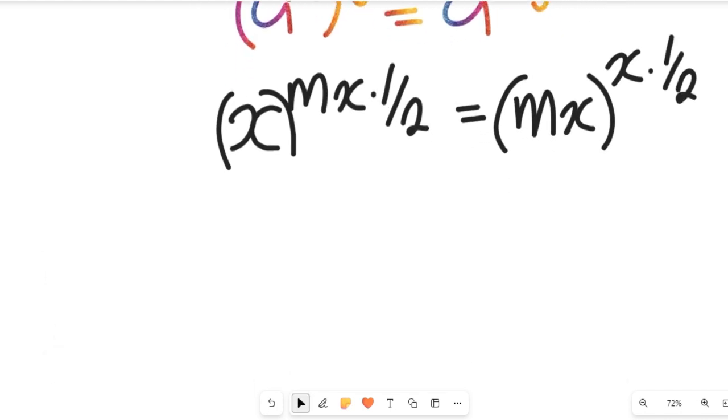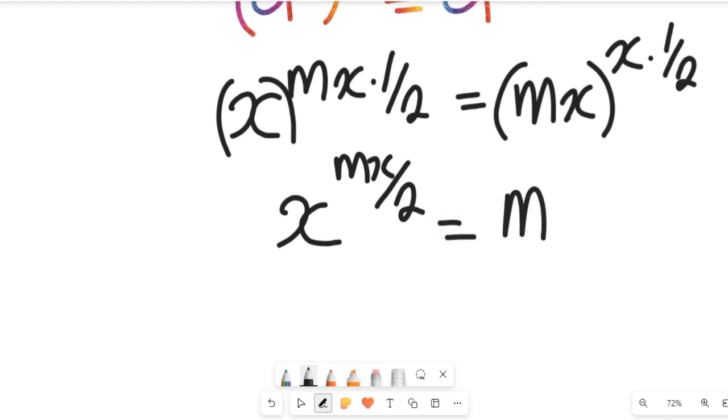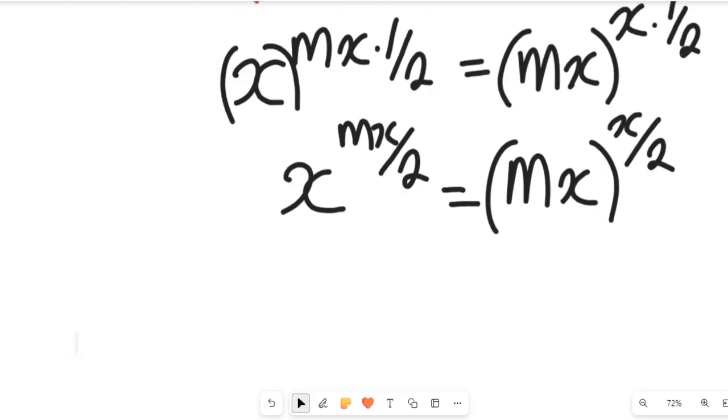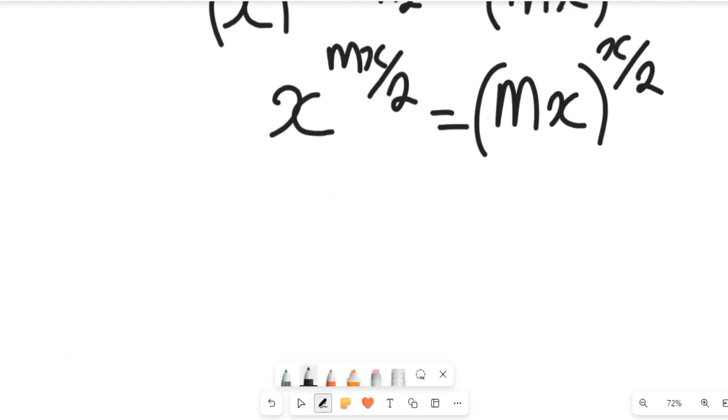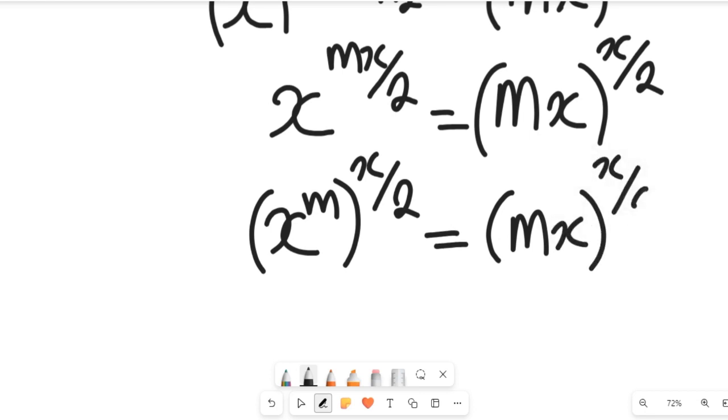Great. So that expression will now automatically give us x to the power of mx divided by 2, and this will be equal to mx multiplied by the power of x divided by 2. Now, to make them have the same power, we are going to look at this side to be x to the power of m, and it will be multiplied by x divided by 2. We didn't change anything, and this will be equal to mx multiplied by x divided by 2.